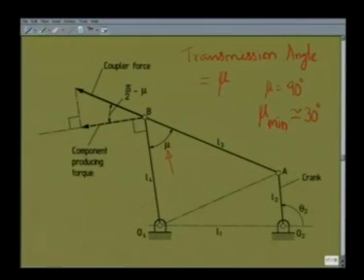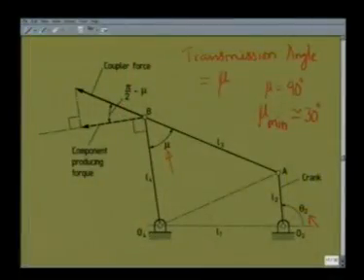Next, we will show, because we are only interested in ensuring the minimum value of mu, can we find out for what crank position, that is for what value of theta 2, the minimum transmission angle occurs, because this angle mu keeps on changing with the crank position. It depends on theta 2.